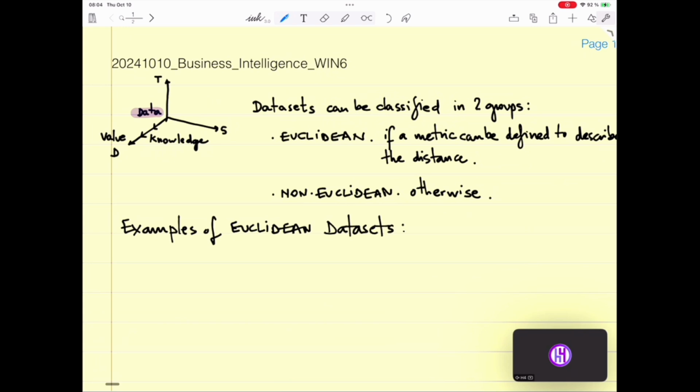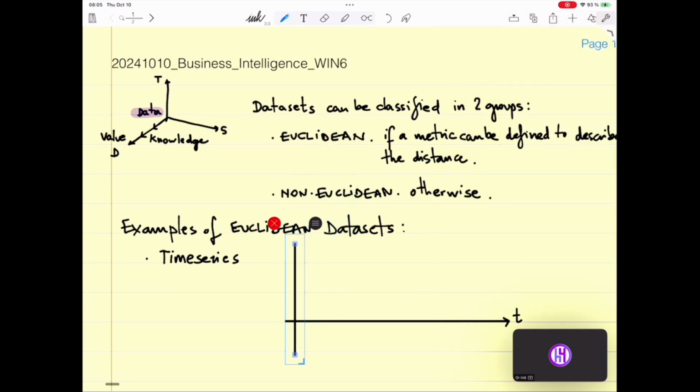Basically, almost all the data that you know intuitively are Euclidean. Imagine you have a time series. What you have when you have a time series is you have the time, and then you measure some metrics that happen in time. It can be the stock exchange, it can be the position of a truck, it can be the value of some other quantity. So whatever happens in time is Euclidean.